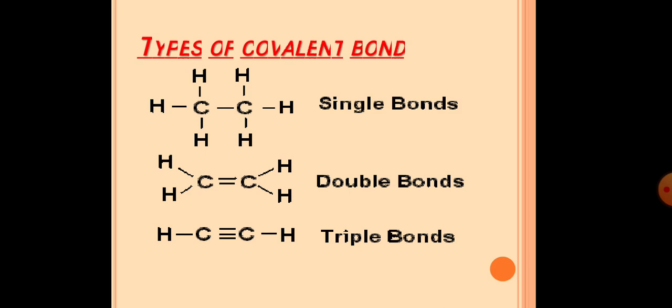In ethane, the carbon and hydrogen are bound by single covalent bonds. In ethene, you can see a combination of bonds. Between carbon and carbon there is a double bond, and between carbon and hydrogen there are single bonds. So there are 1 double bond and 4 single covalent bonds. You can clearly see in the picture 1 double bond and 4 single covalent bonds.